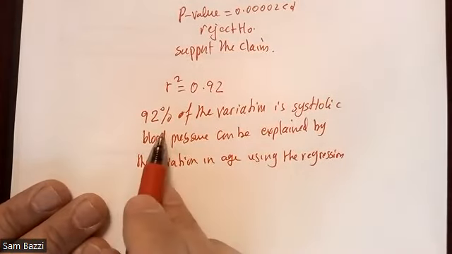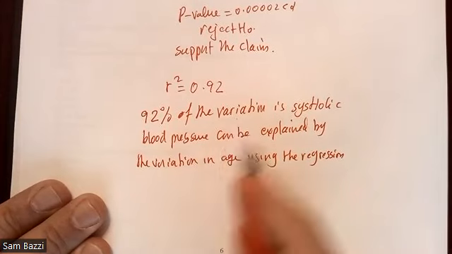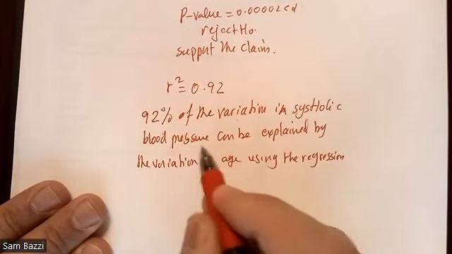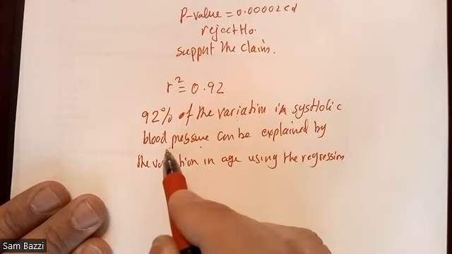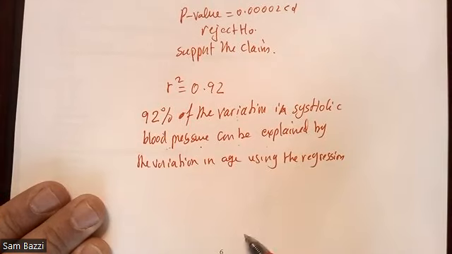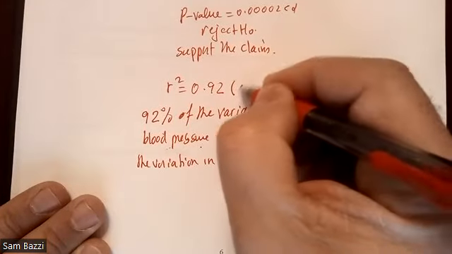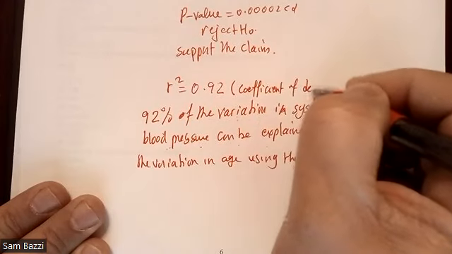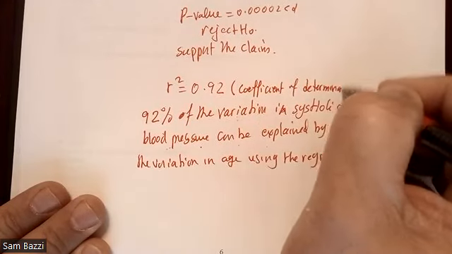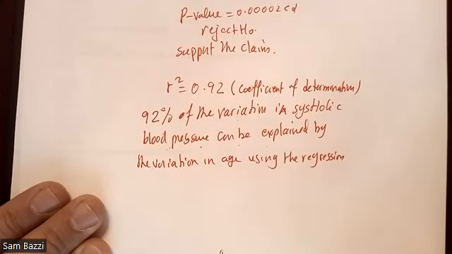So 92% of the variation in systolic blood pressure, so 92% of the variation in the Y variable can be explained by the variation in the X variable. That's how you interpret the meaning of R squared. R squared, by the way, guys, has a different name. It's called coefficient of determination. So on the test, if we ask you to find the coefficient of determination, this is R squared. And if we ask you to find the correlation coefficient, that's R.